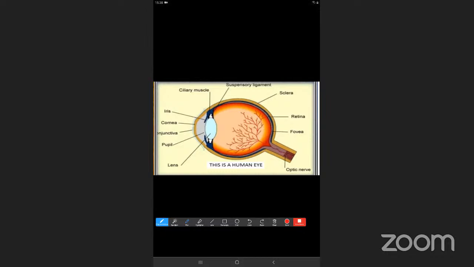So you can see here very clearly. This is the lens. Here this is the pupil. This is the cornea. Now the iris: this is the colored part that we see in our eye. Here this black part is the ciliary muscle. This white part is the suspensory ligament. This is the retina. On the retina, image formation takes place. This is the fovea, this is the sclera, and this is the optic nerve.